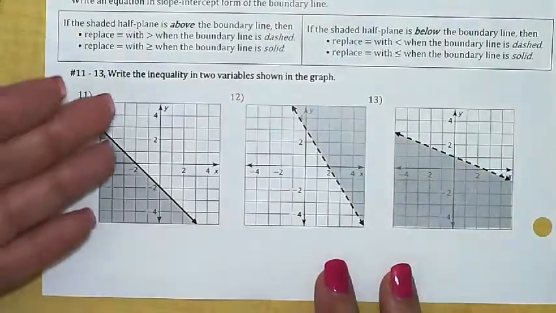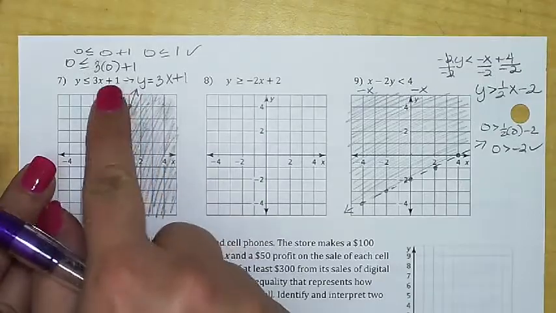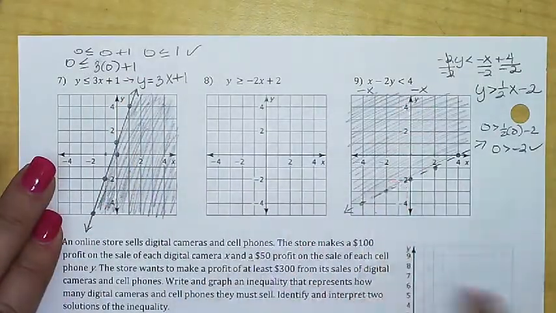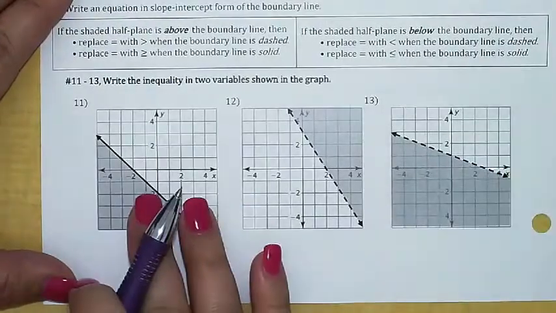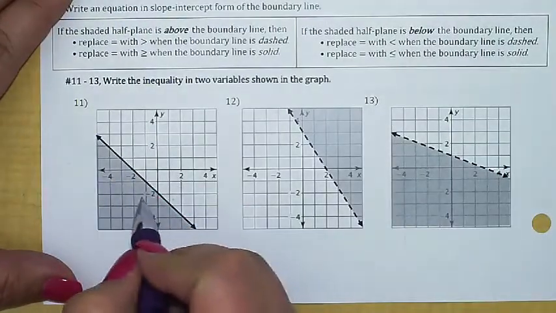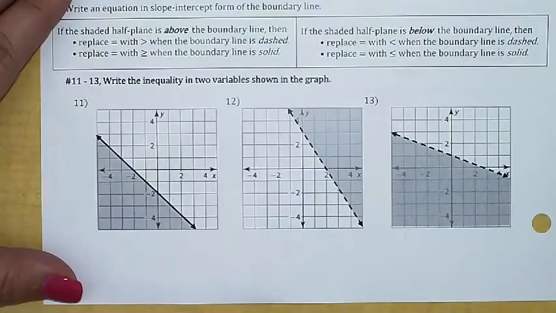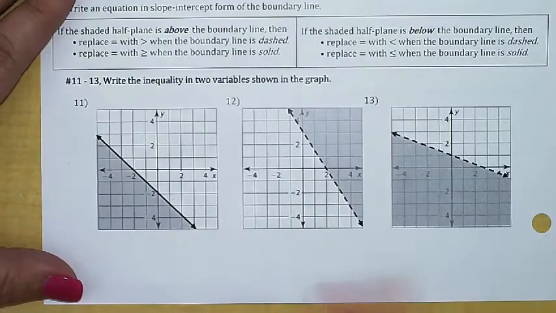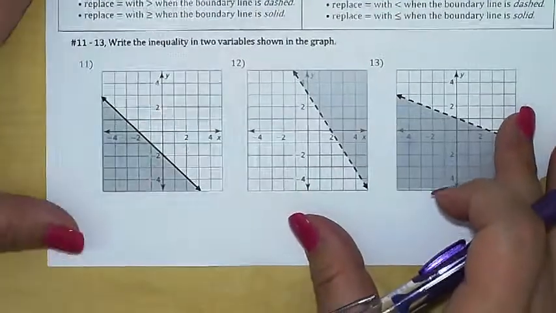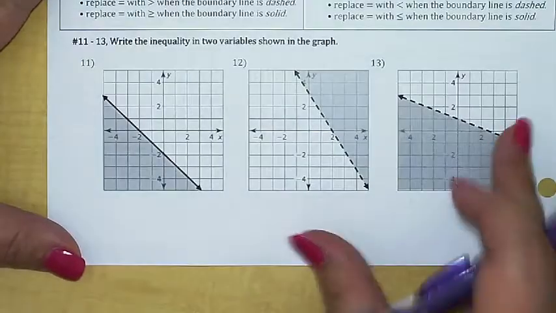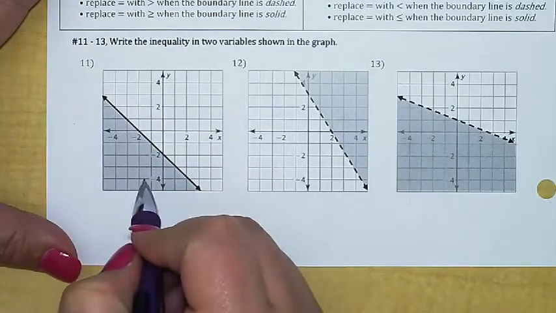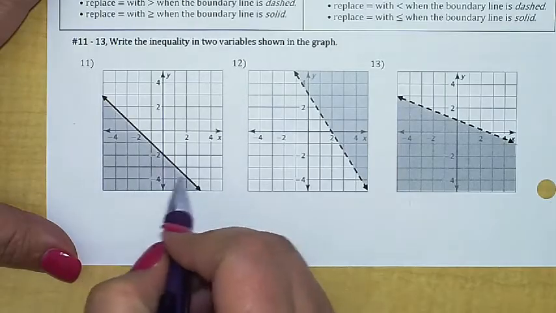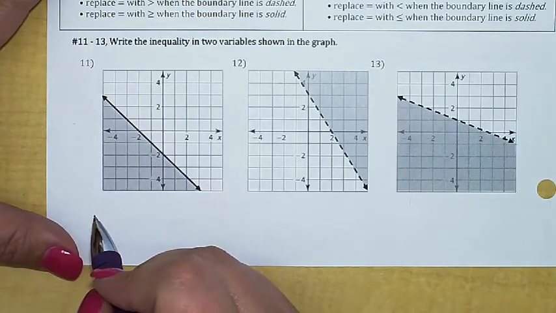This is just the reverse of what we just did. Instead of being given an inequality and graphing it, we are going to start off with a graph of an inequality solution set, and we're going to write the actual inequality for it. So a couple of tips on this. I like to determine the sign first, and then I go back and figure out the slope and the y-intercept of our line, and then we're good to go.